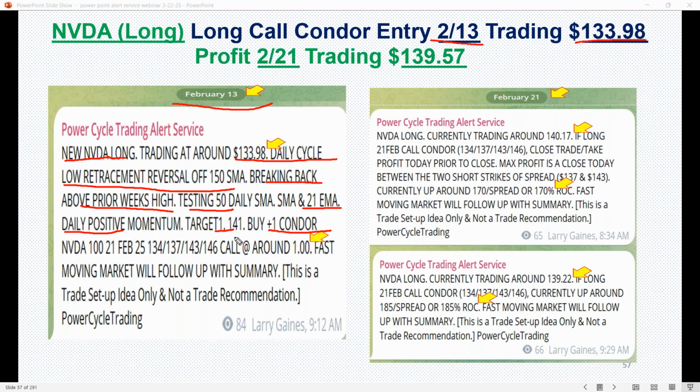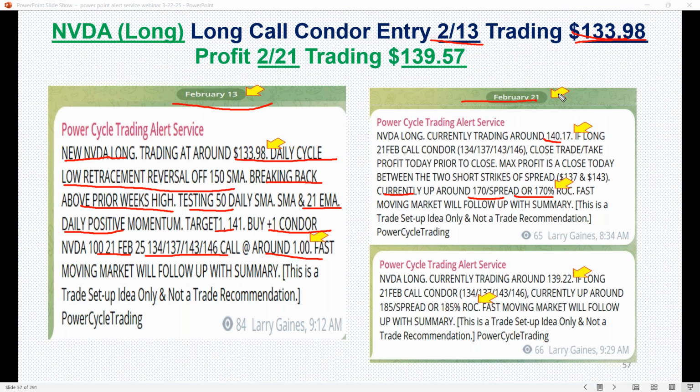Or you just buy the calls. Like I said, a lot of members do their own thing. So here's the 21 Feb 134, 137, and so on, at around $1. Okay, so that's going to be your max risk, a debit. Now here it was on the 21st. Now it was trading at 140.17. You set it up, it was 133. So if you're just long calls or whatever, boom, you're taking profit. Now at that point in time, this trade is currently up around $170 per spread, 170% return.